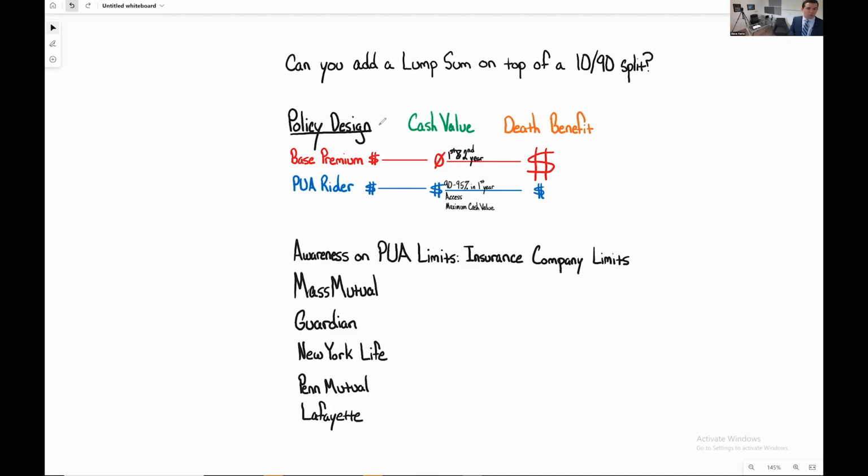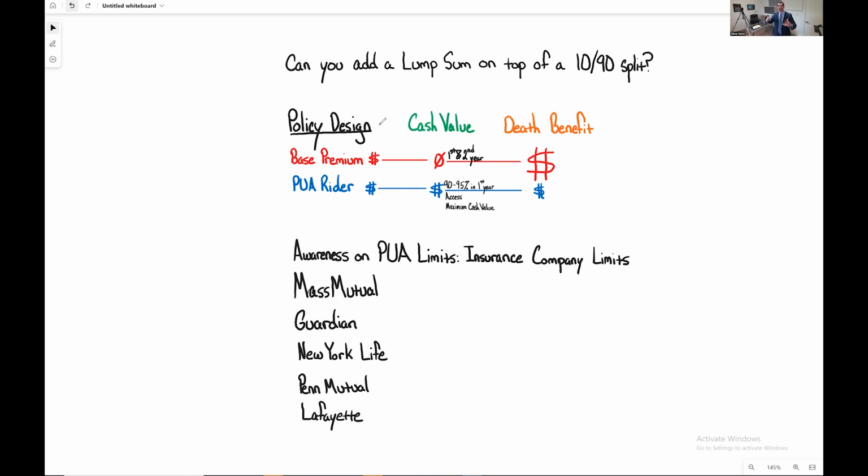So having awareness on PUA limitations, specifically with different insurance companies, if you attach certain riders that can sometimes expand your PUA limitations, it's really just knowing, or call it being aware, of what is and is not possible. The more awareness I have, the more knowledge I have before starting a policy, the more I can then do with that policy. And that has to do with funding it or designing it for maximum cash value. That has to do with using it down the road if I plan on taking loans to invest in real estate, my business, whatever it might be.